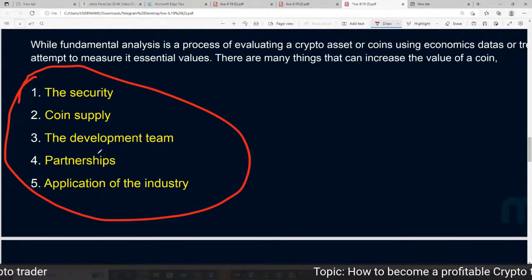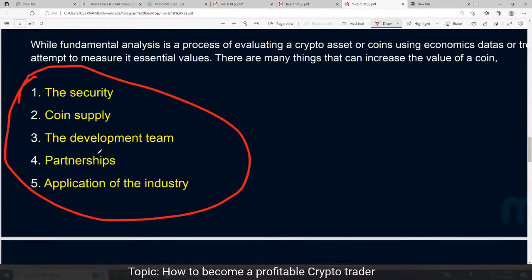Okay, then the application of the coin in this industry. What is the coin doing? What is it for?